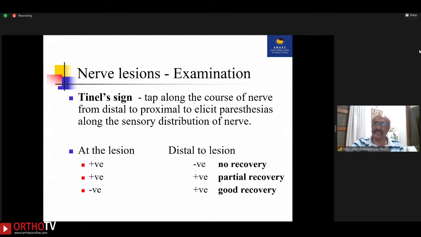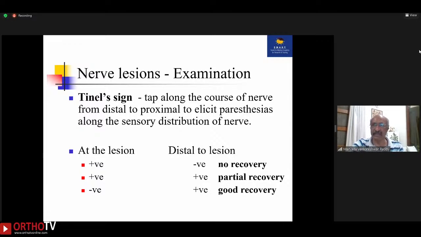Now, whether this Tinel sign, as Vinita has said, is of much help, I do agree it's not of much help. You need to do it two subsequent times to know whether the Tinel's is progressing. So these are the possibilities. If the Tinel's is positive at the suspected site of lesion and negative distally, that means there is no recovery. If the Tinel's is positive at the lesion and also positive distally, that means some recovery is occurring, so you can wait and watch. If the Tinel's is negative at the site of lesion and positive distally, that means full recovery has happened. This can be known only when you do two subsequent examinations.